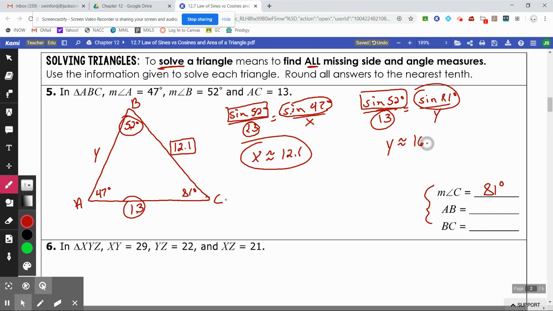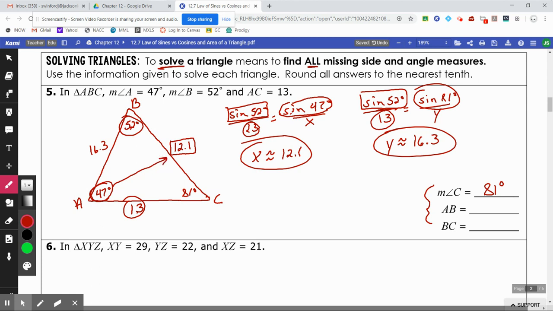16.3. So that's going to be 16.3. And I want to show you a good check here one more time. Smallest angle is 47. Look what it's across from, the smallest side.